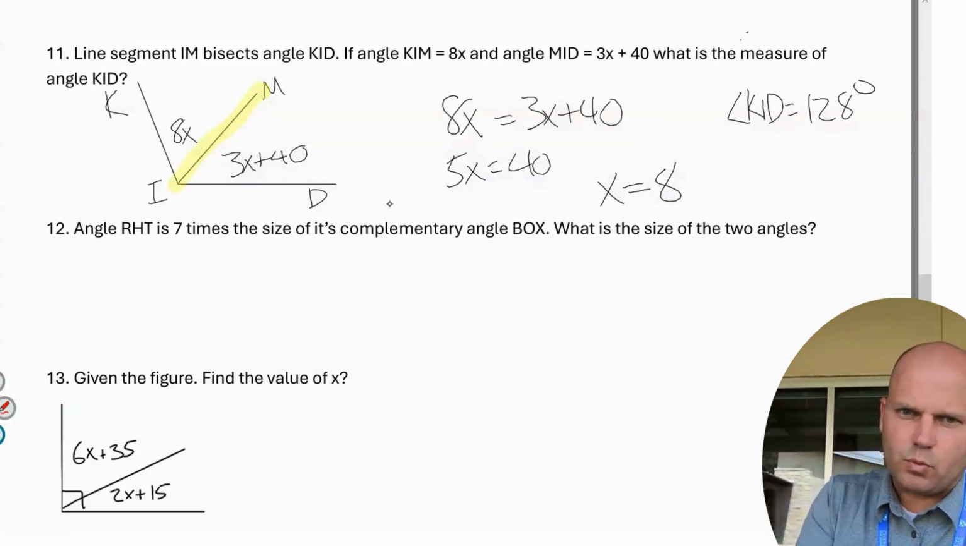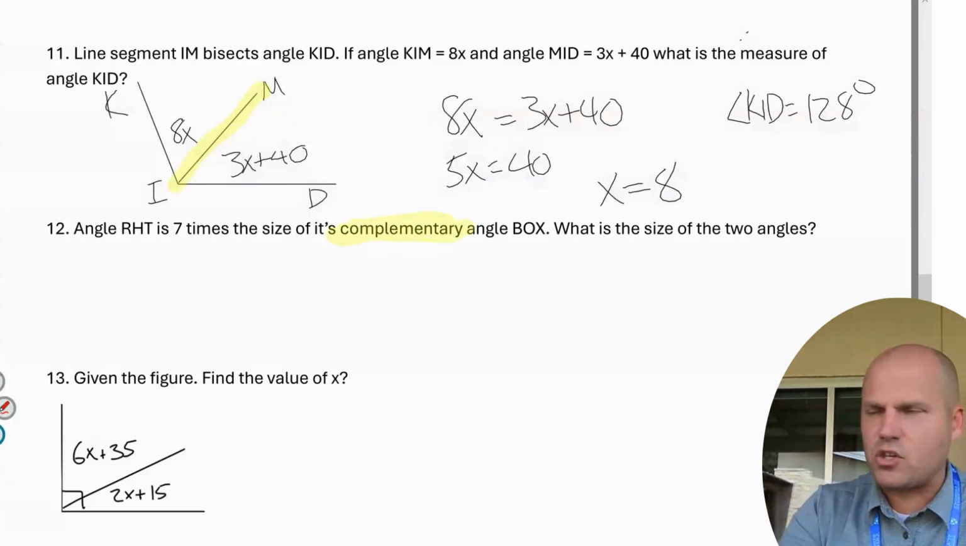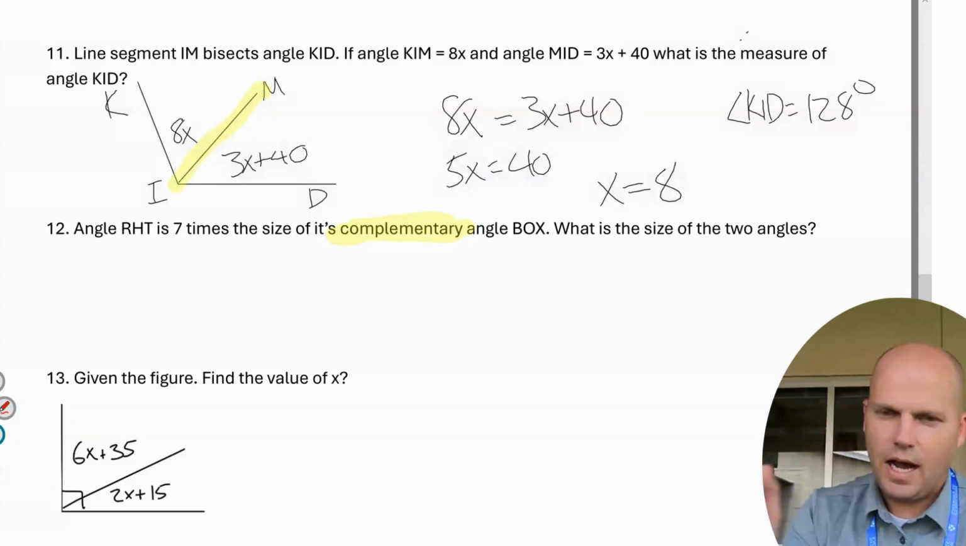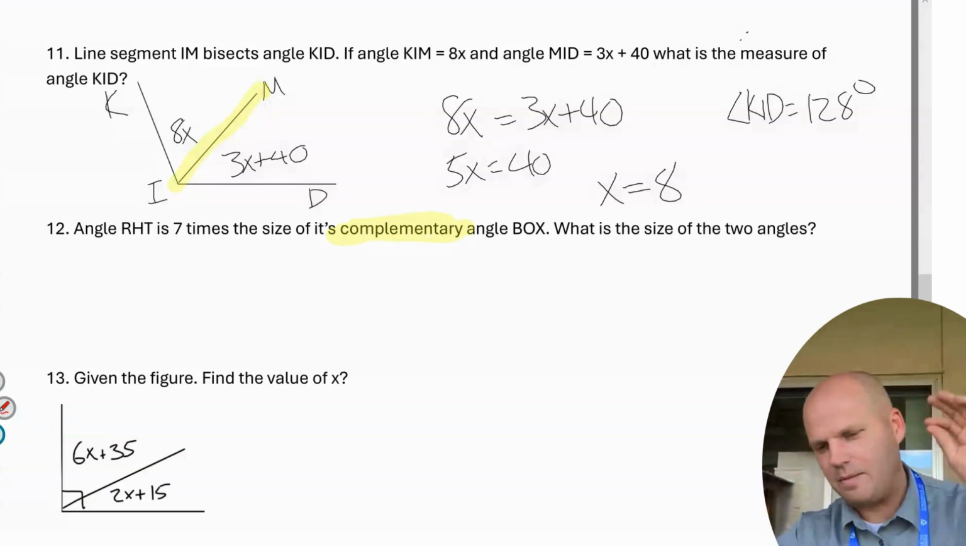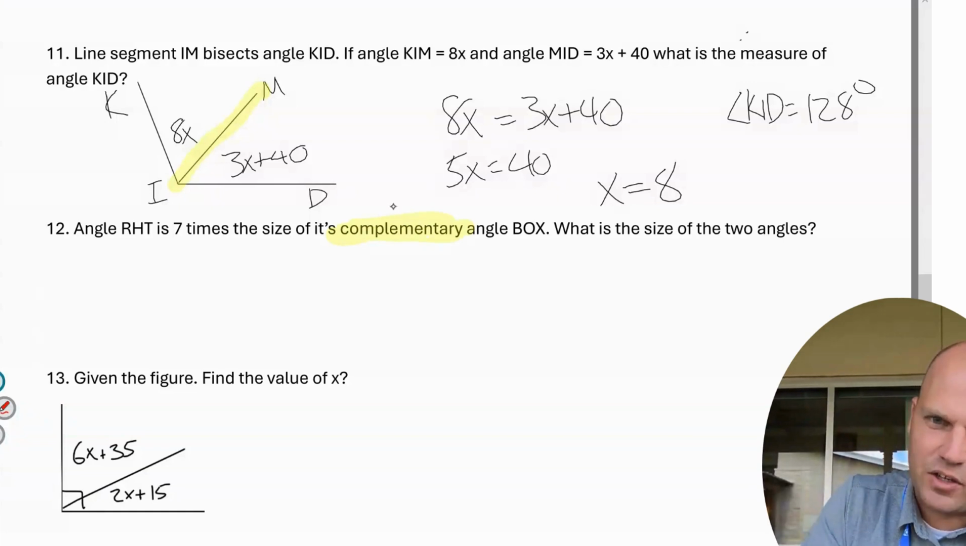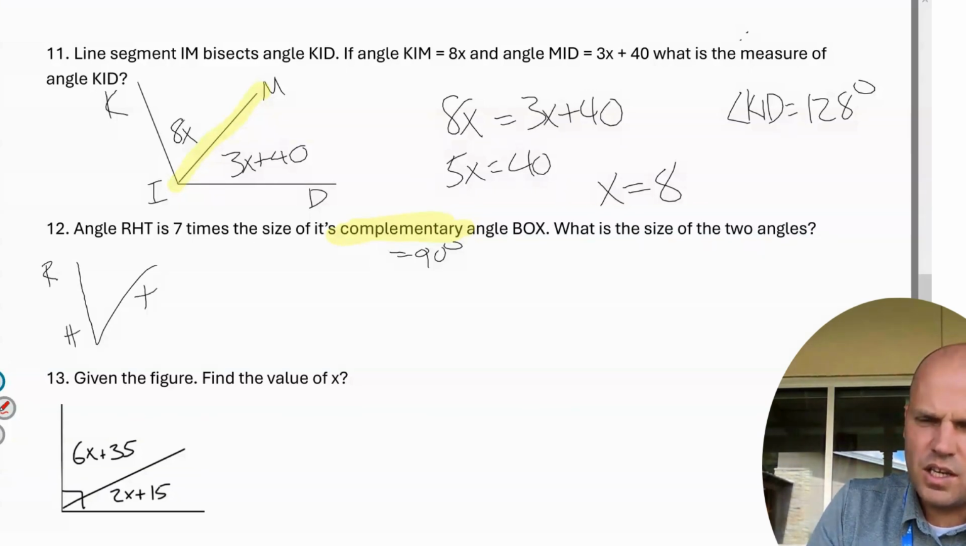Complementary angles. What does complementary mean? Make sure you read carefully. Make sure you understand. There's that hint. Bisecting, big hint. Complementary, big hint. Complementary angles add up to equal 90 degrees, right? RHT is 7 times the size of B.